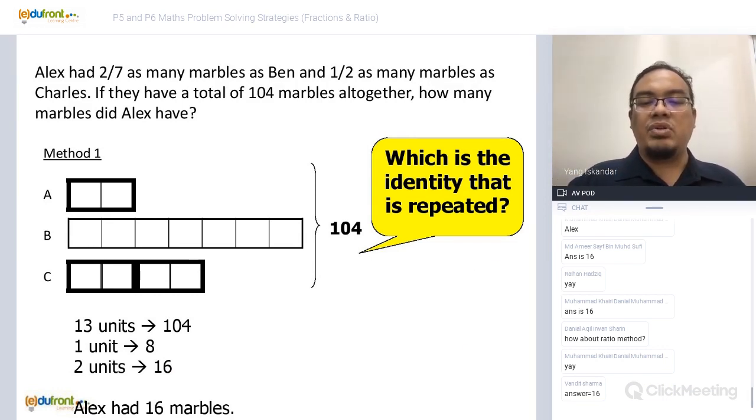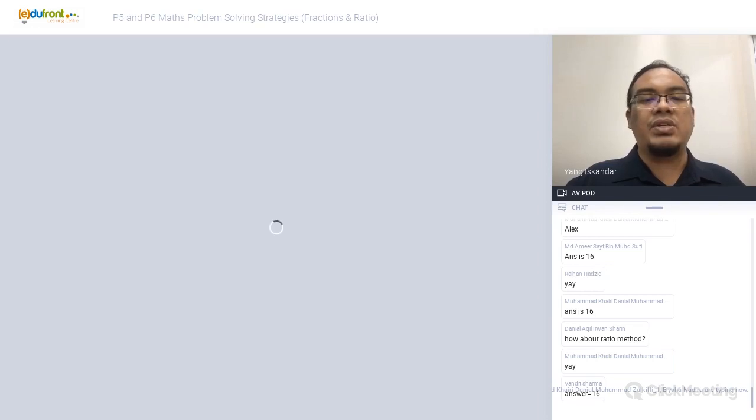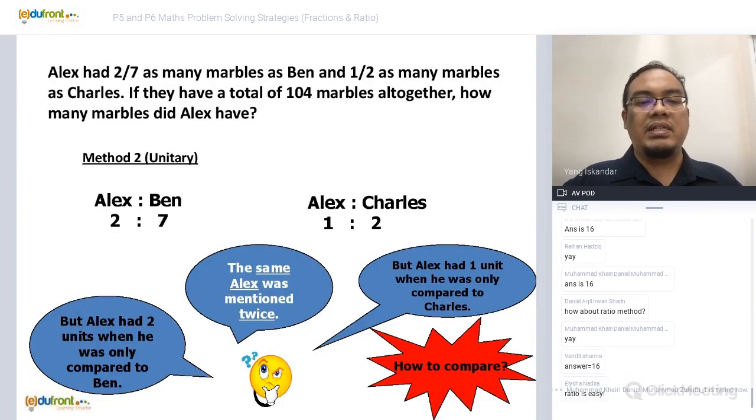Now, next, I'm going to show you the unitary method, or the ratio method. Now, let's see how you can represent this question in the form of ratio. Okay, let's take a look now. Alex has 2/7 as many marbles as Ben. So using the unitary method or the ratio method, Alex is to Ben is 2:7. And Alex is to Charles, the ratio is 1:2.